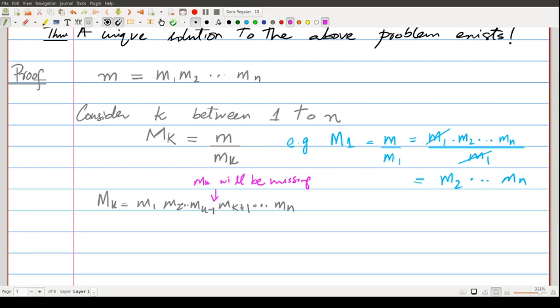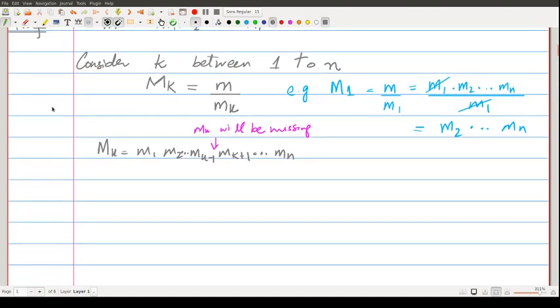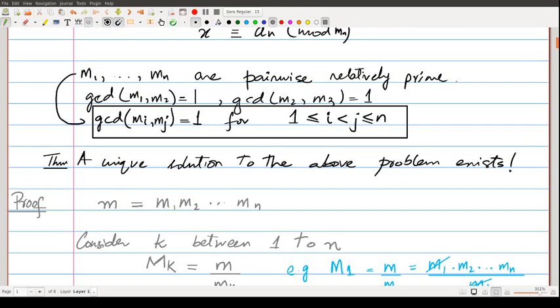Now, at this point, I can state the following fact. Since I have removed small mk, the GCD of capital Mk and small mk is equal to 1. This is because all of these numbers m1 to mn had no common divisors. This is something we established from the fact that they were relatively prime.